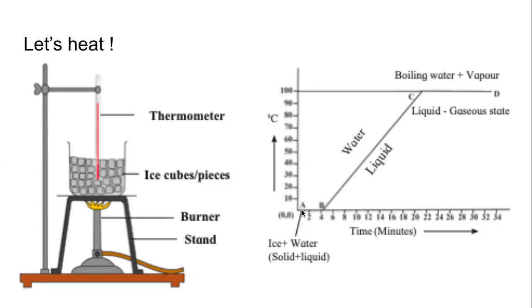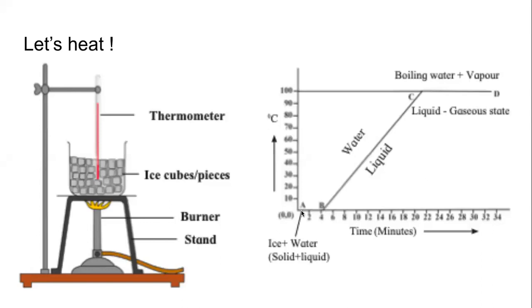we will see that the ice will start melting. Not all the ice will melt at once. We will continue the heating. But now we will see something very, very strange. We will see that the ice will continue to melt, but the temperature will not change. The temperature will remain at zero. So that is what we are seeing in this line graph.